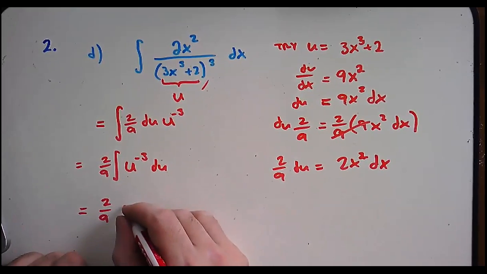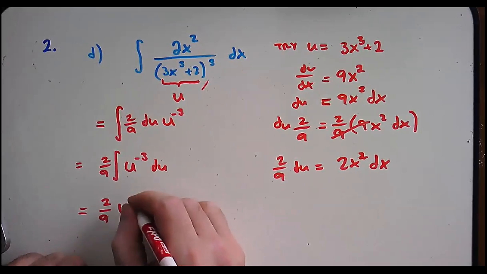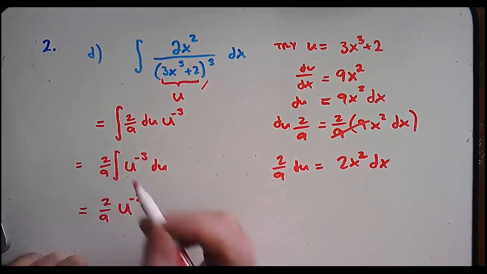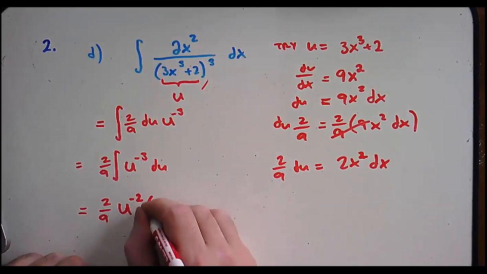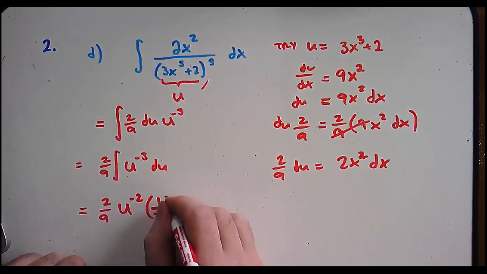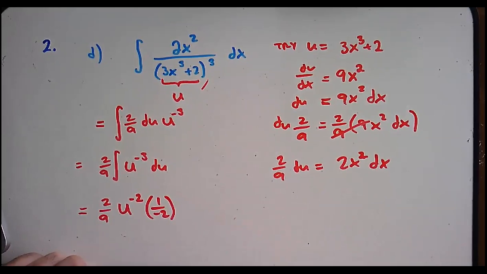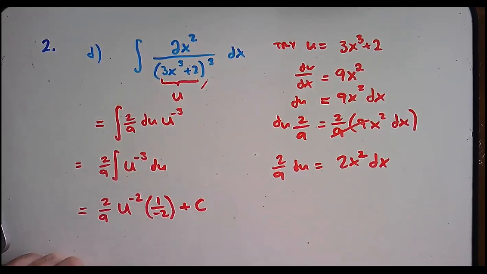The power of u is going to increase from -3 to -2. Right, that's what happens when we add 1 to the power. Finally, we're going to multiply by the reciprocal of the new power. So we're going to multiply by the reciprocal of -2, so -1/2, and add c.